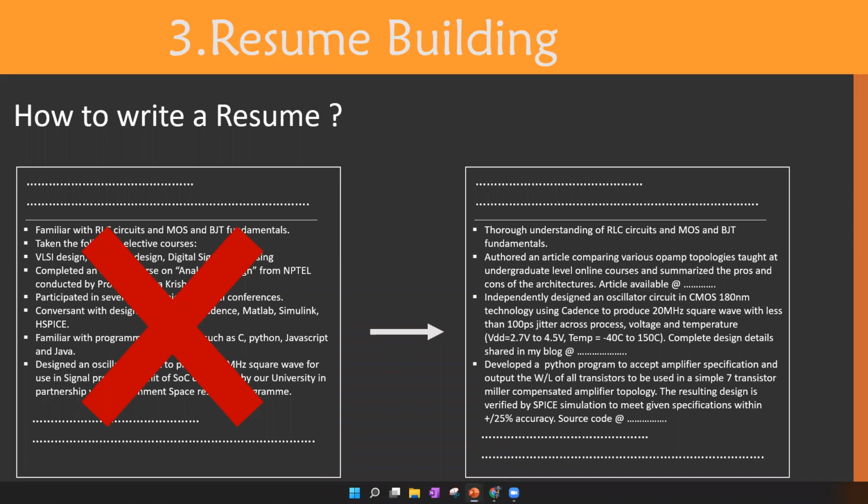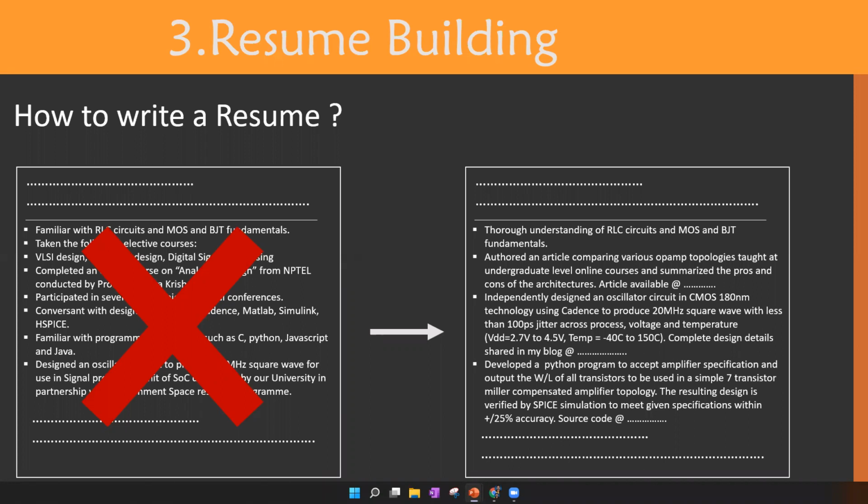And if you go to the third bullet, here what you're saying is an oscillator design. You're not just saying what is the block that you worked on, but you are very detailed. You are giving very quantitative information here. You are quantifying what you have learned or what you have designed. You see there are things like what is the process technology, what is the tool that you used, and what is the specification. Like here it says 100 picosecond jitter across process voltage and temperature, and what is the supply and temperature range that you make the design with.